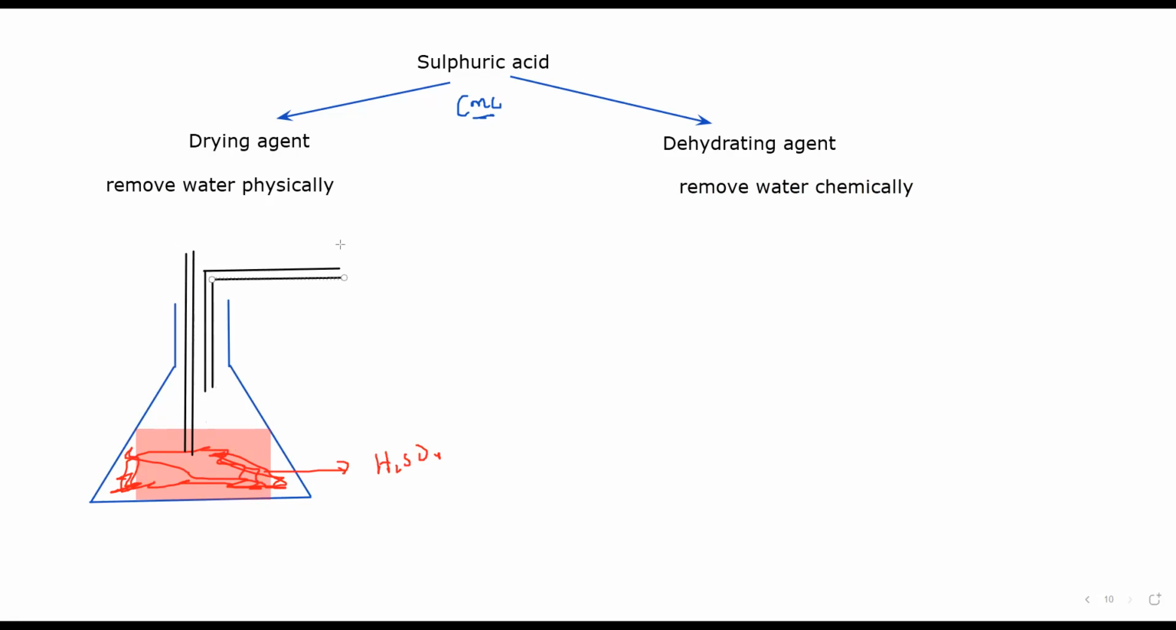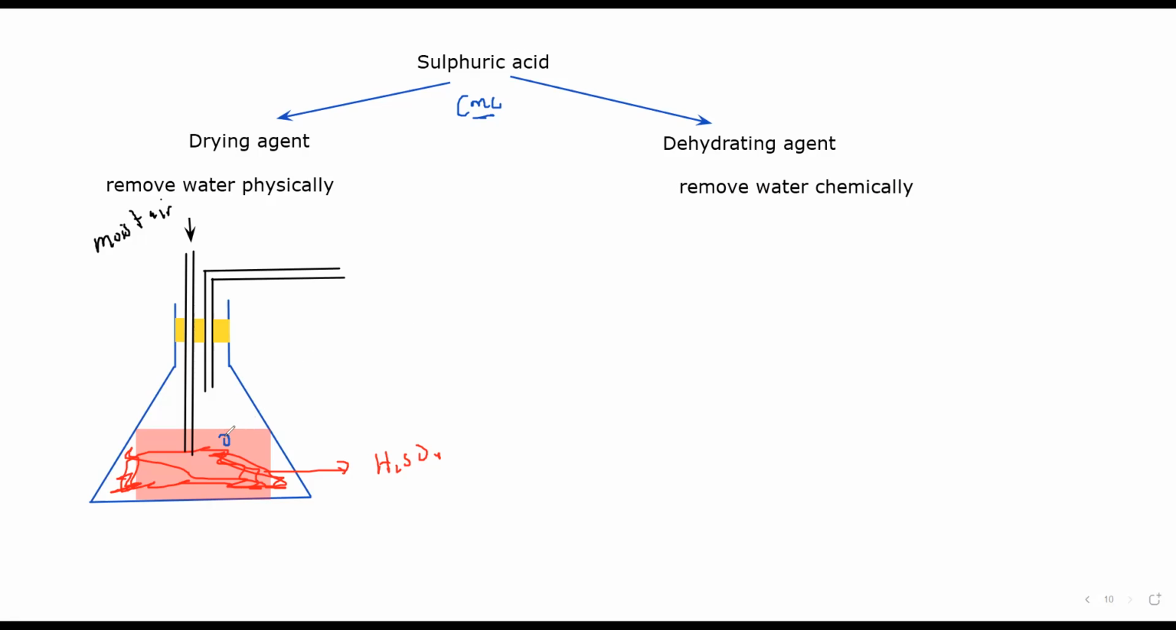Example, we need a dry sample of air. There is a moist air. The moist air means the air contains water vapors. That's called a moist air. But we need a dry air. So how can we obtain a dry air? So we pass this air, or a sample of air, through concentrated sulfuric acid. So when this moist air passes through concentrated sulfuric acid, what will happen?